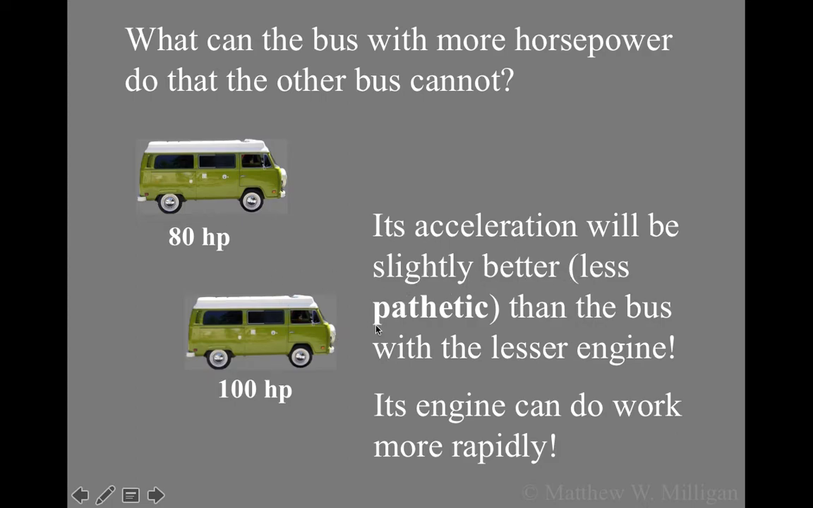as stated here, this one is slightly less pathetic than the 80 horsepower engine in this bus right over here. So in other words, its engine can work more rapidly. That's a key with power: it's always a rate. There's always a time rate having to do with power. That's a good thing to remember.